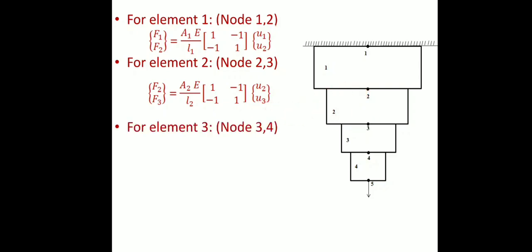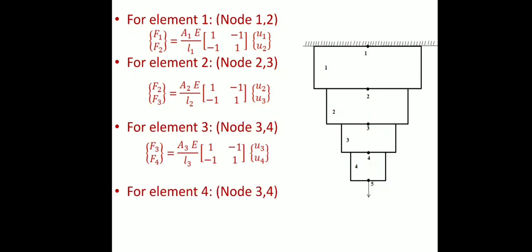Similarly for element 3 we can have the equation, and for element 4 also we can have the equation. There is a small correction: element 4 has nodes 4 and 5 as end conditions. You can see this in the figure, but it is wrongly marked in the presentation.